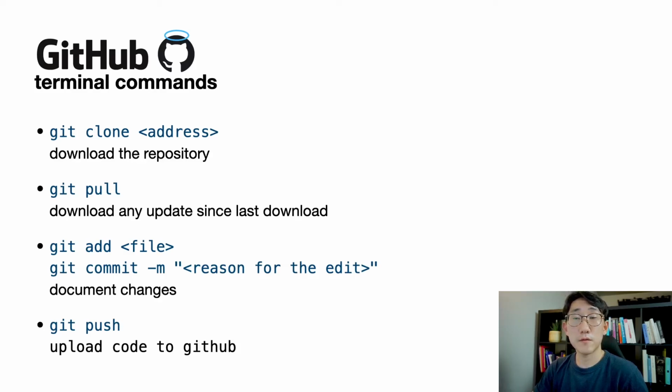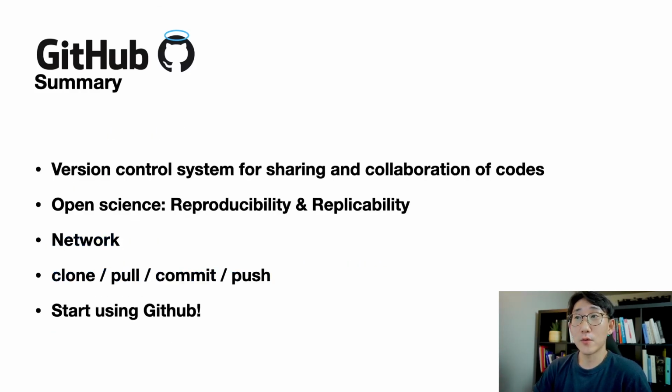Same as when you edited a file online, you can comment what the change was for, and then push your changes to upload. You can start with these command lines or the GUI on the web, but now you know, in summary, GitHub is a version control system for sharing and collaboration with others, especially for code or scripts used in science. And it definitely helps towards open science for reproducibility and replicability and to build a network. So remember git clone, git pull, git commit, and git push, and start using GitHub.